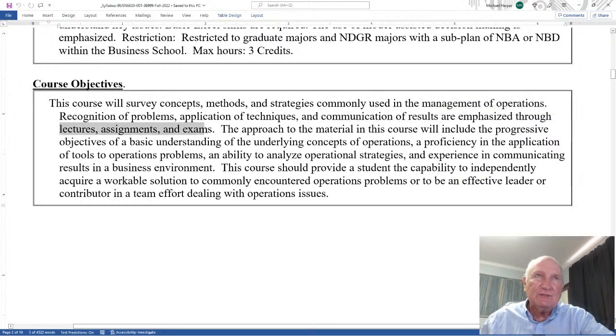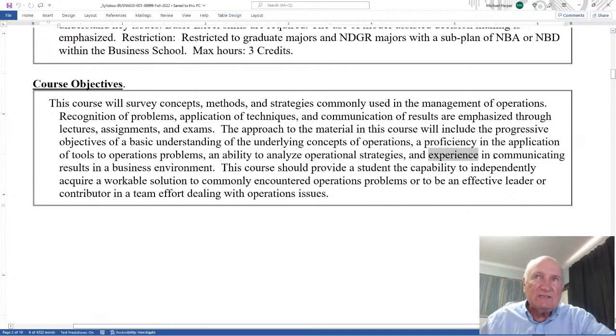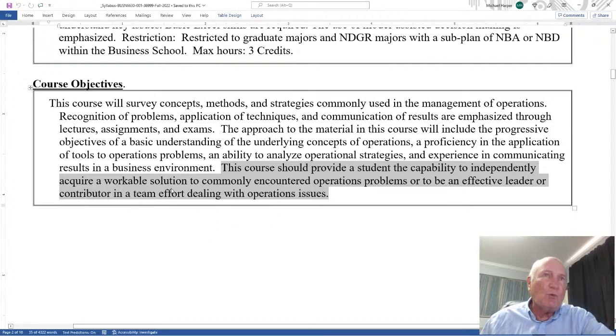They're emphasized through lectures, assignments, and exams. The approach to the material in this course will include progressive objectives, which build on one another: a basic understanding of the underlying concepts of operations, a proficiency in the application of tools to operations problems, an ability to analyze operational strategies, and experience in communicating results in a business environment. This course should provide a student the capability to independently acquire workable solutions to commonly encountered operations problems or to be an effective leader or contributor in a team effort dealing with operations issues.